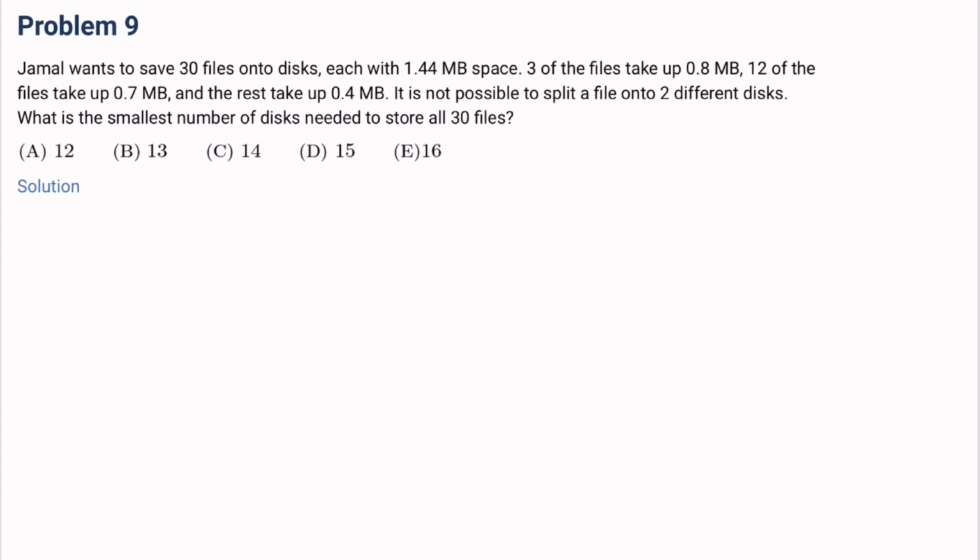Number 9. Jamal wants to save 30 files onto disks, each with 1.44 megabyte space. 3 of the files take up 0.8 megabytes, 12 of the files take up 0.7, and the rest take up 0.4. It is not possible to split a file onto 2 different disks. What is the smallest number of disks needed to store all 30 files?